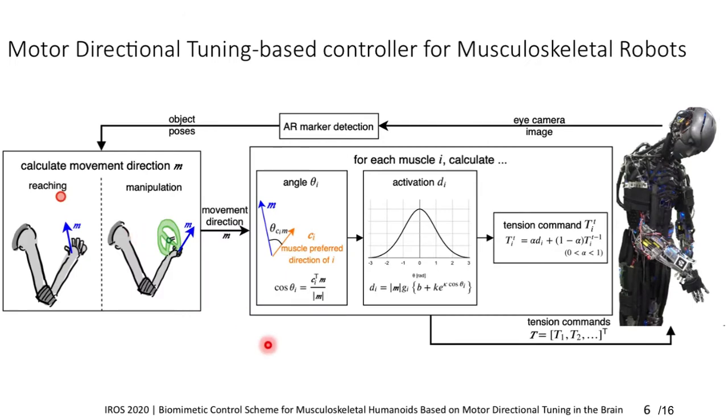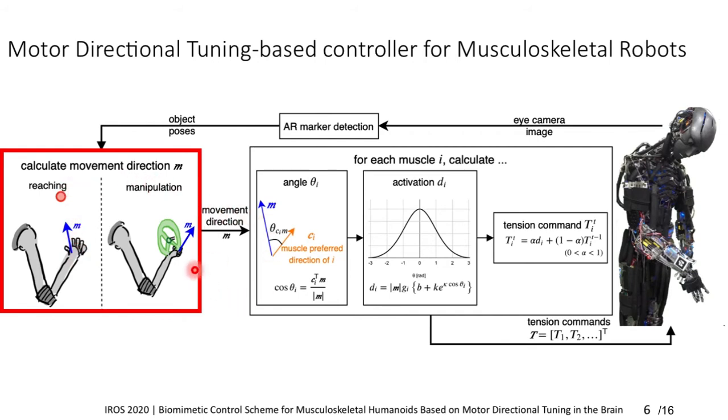Here's the proposed controller based on the motor directional tuning phenomenon. From the eye camera image, using the AR markers, the object poses are detected. Then the movement direction is calculated. This is calculated based on the task that is at hand. For reaching task, it'll be the vector from the hand to the target.